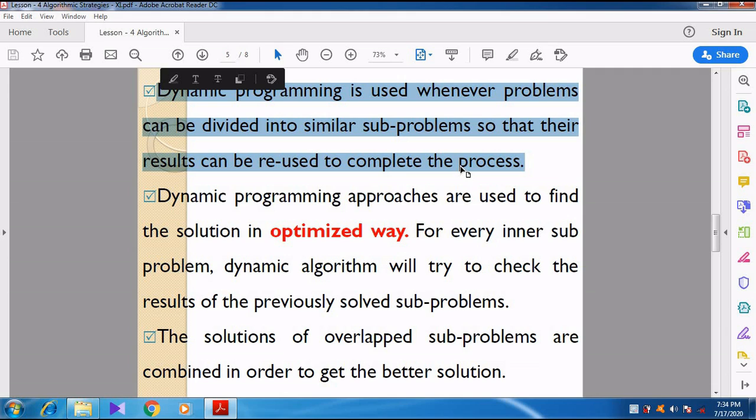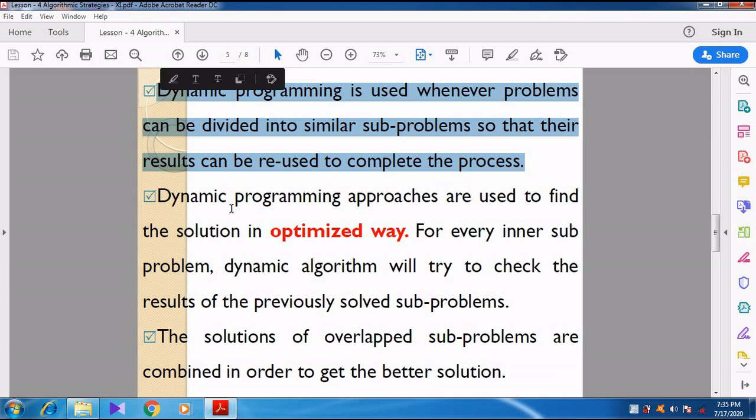For example, if a man faces some problem in his real life and finds the solution, then whenever the same problem occurs to his friends or in his family, he gives them that solution. That is what is being said here. Dynamic programming is used whenever problems are divided into smaller subproblems. Whenever we divide like that, we get a solution, and that solution can be reused for completing the process.